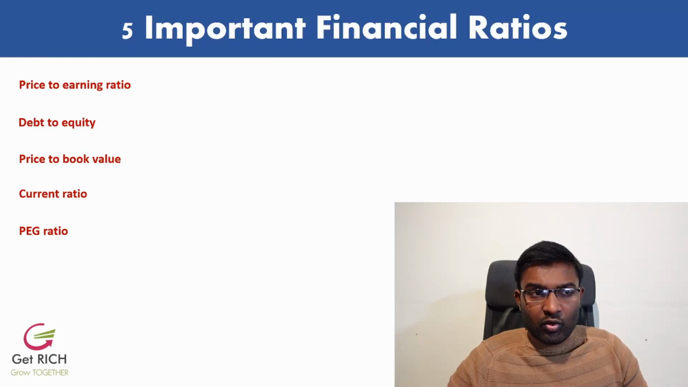So today in this video we are going to look into 5 important financial ratios which are very important to do stock analysis. If you are doing stock analysis, there are a few key metrics or financial ratios which we have to look at in order to analyze the stock. The most important financial ratios are: number 1, price to earnings ratio; number 2, debt to equity ratio; number 3, price to book value; number 4, current ratio; number 5, PEG ratio.